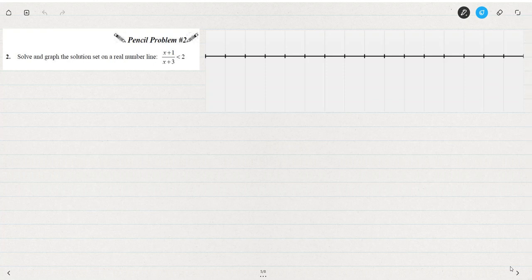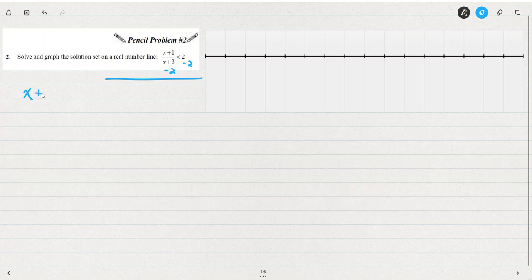Let's try another example. Here's an example with a rational inequality. So once again, we're going to set this inequality to 0. So I'm going to subtract 2 from both sides. Now, this is where it gets a little tricky. We have to review some work with rational expressions to be able to do this.